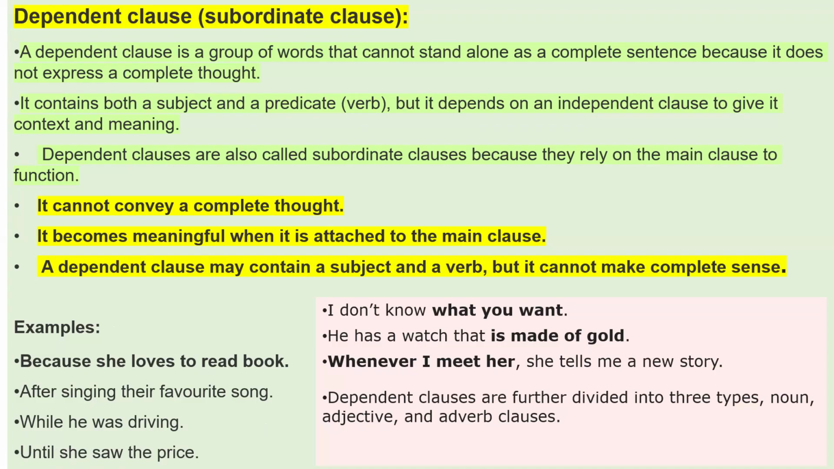Whenever I meet her, she tells me a new story. When we use a subordinating conjunction at the beginning of a sentence, we have to use a comma. I have already taught these rules in my previous videos on conjunctions. So: whenever I meet her, comma, she tells me a new story. Dependent clauses are divided into three types: noun, adjective, and adverb clauses.